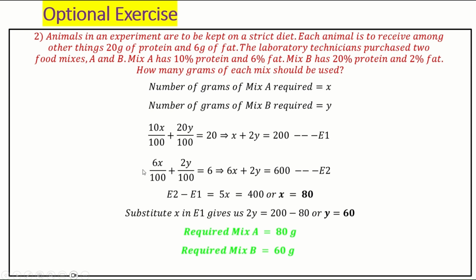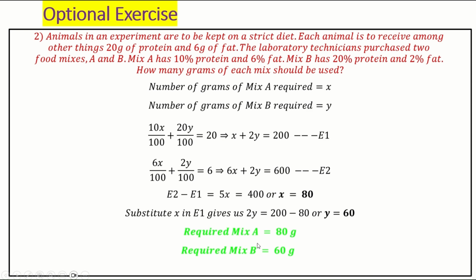Okay? And the second one is, I am getting 6 grams of fat from mix A, that is X. So 6% of X, then 2% of Y, which is equal to 6. 6 grams of fat I should get. Correct? So this is my second equation here. So 6x plus 2y equal to 600. Now you have two equations. You can get the values of x and y.